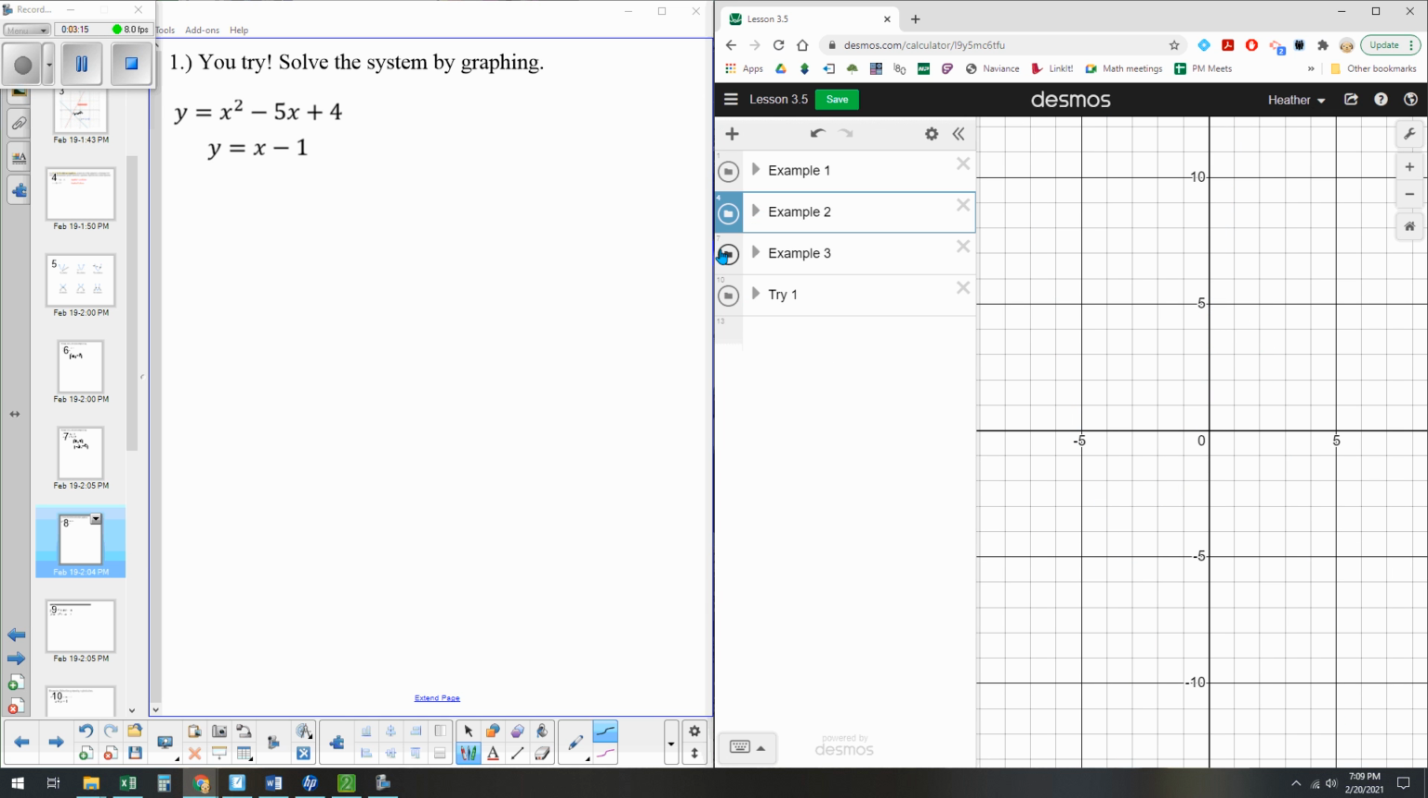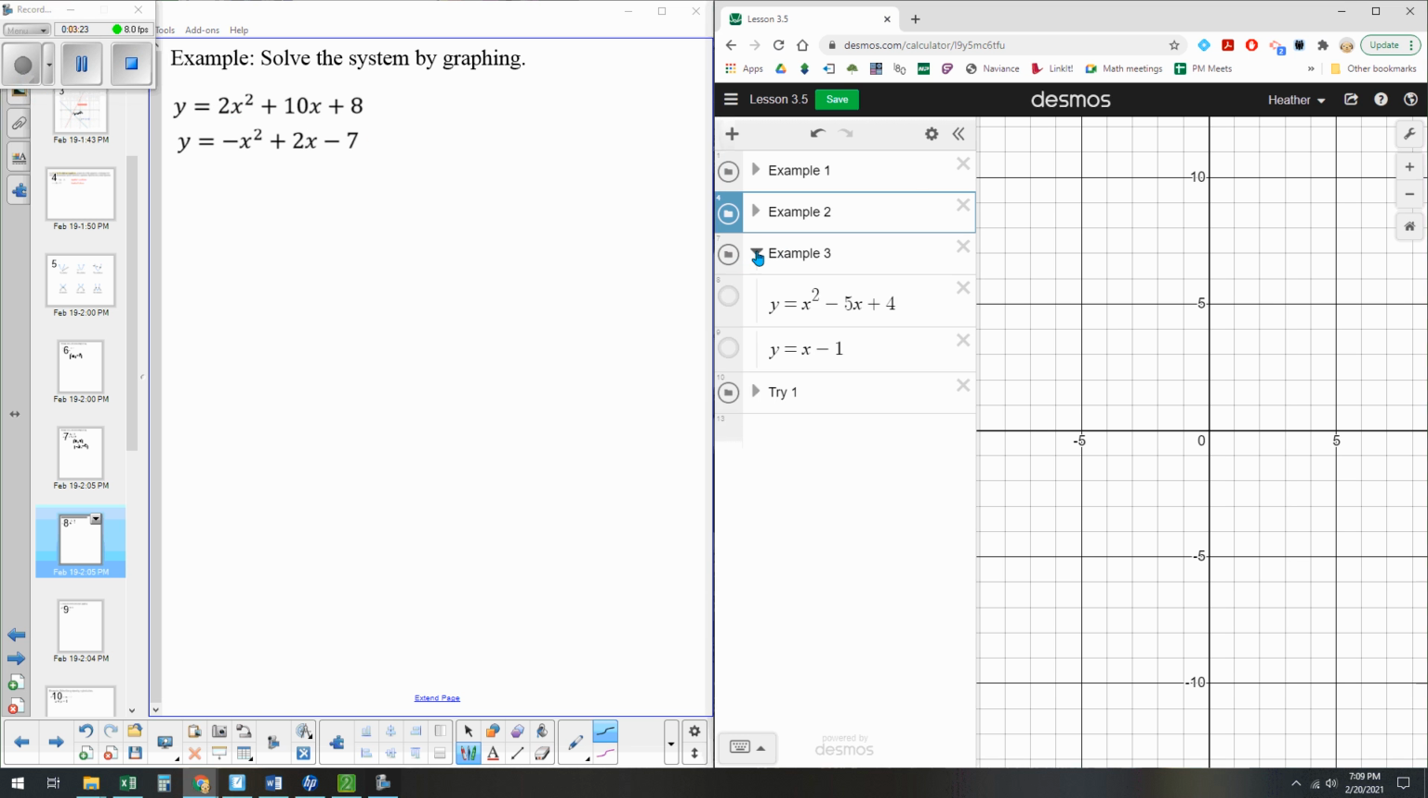So looking at our next example, hold the phone. Okay, there it is. Looking for our next example. Nope, that's not right. This is the try problem. Hold on. All right, sorry about that. All mixed up. All right, so this is our example.